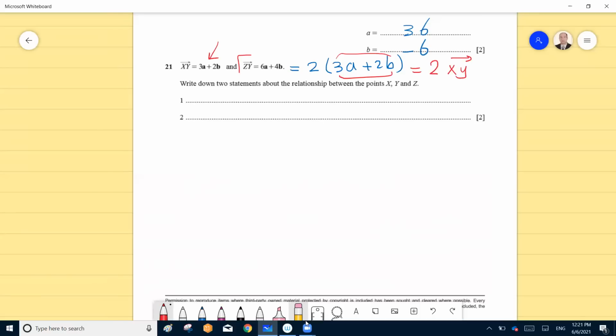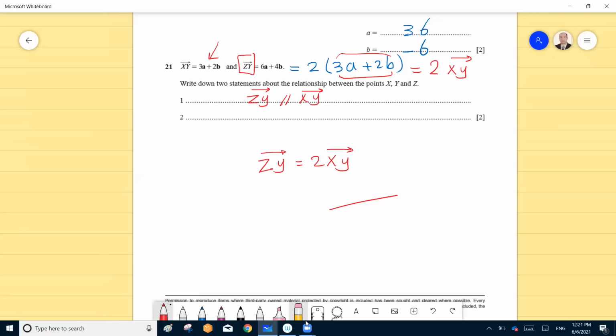Now the sentence starts here: vector ZY is equal to 2 times vector XY. And as you know, if a vector is a scalar amount times another vector, it means these vectors are parallel. Vector ZY is parallel to vector XY.